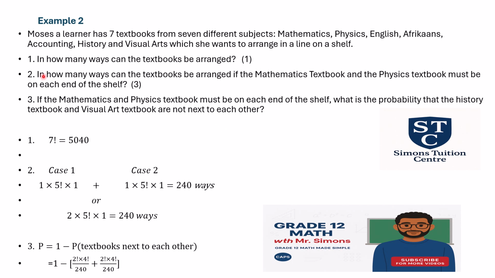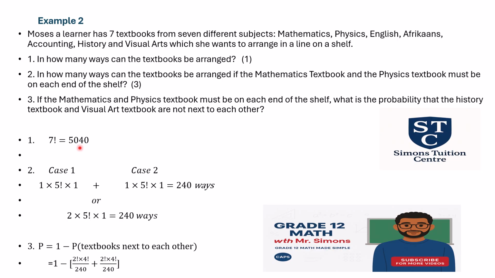Right, so for the first one, they don't specify the textbooks. There's 7 textbooks, so the first textbook has 7 places, second textbook 6, the third one 5, and so on. So all in all, it's 7 factorial, which then gives me 5,040 possible arrangements for those books.